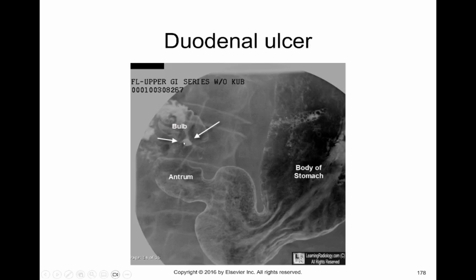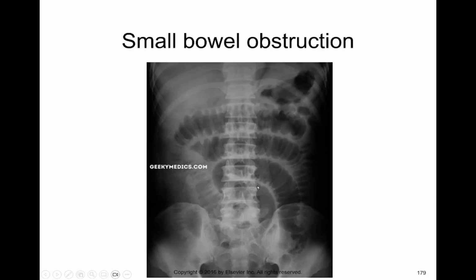So we've got a duodenal ulcer here. Again, this is kind of double contrast extending into the small intestine. This is a small bowel obstruction. Whether or not it's an actual obstruction or a paralytic ileus, it just doesn't matter to us. What we get is this stair-step appearance or step ladder appearance. It looks like you've got individual rungs on a ladder.